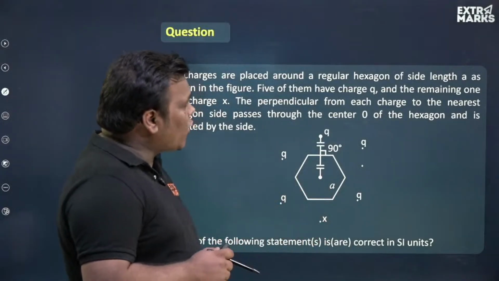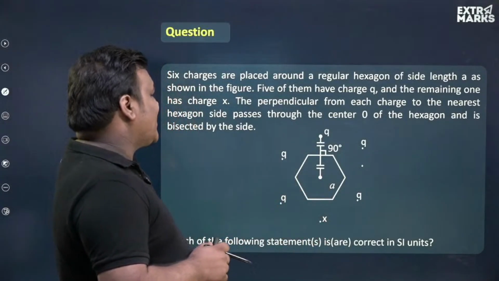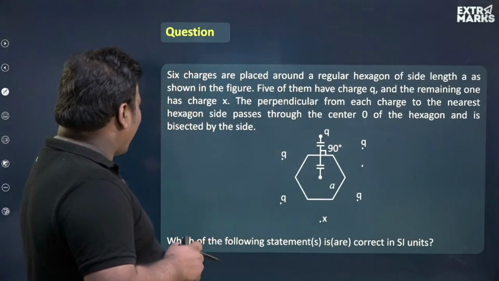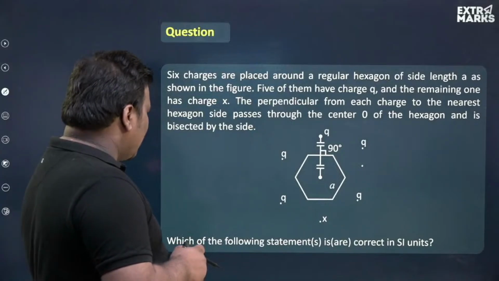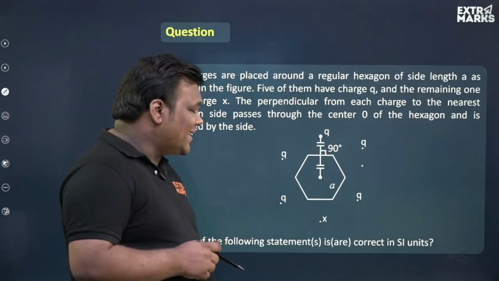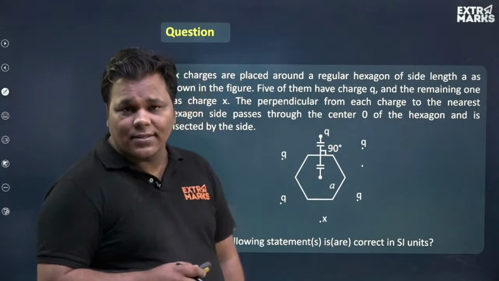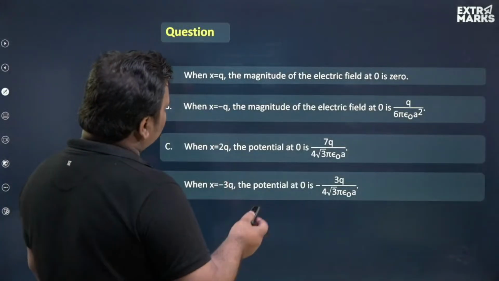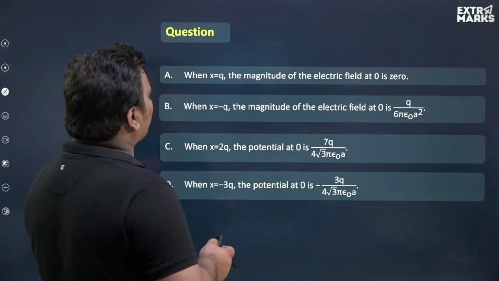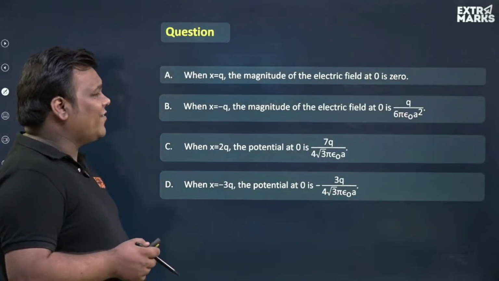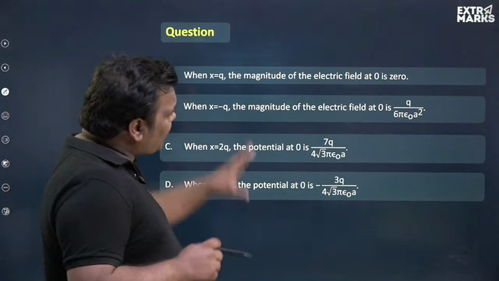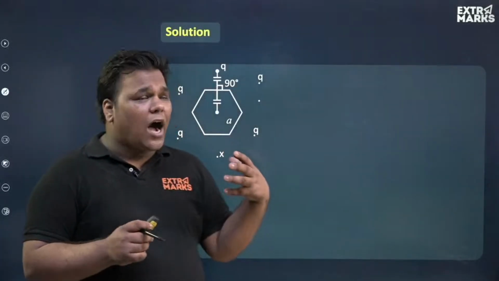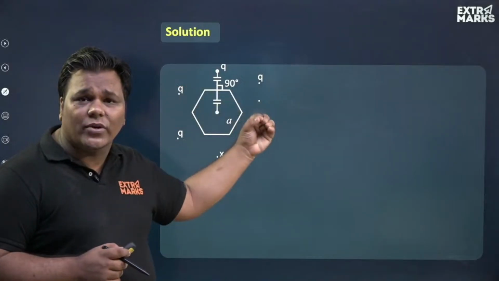The perpendicular from each charge to the nearest hexagon side passes through the center O of the hexagon and it is bisected by the side. Which of the following statements is correct in SI units? Let's see. There are 4 statements. When X is equal to Q, the magnitude of the electric field at O is 0. But before solving all of this, first I will need to tell you what this question is actually about.